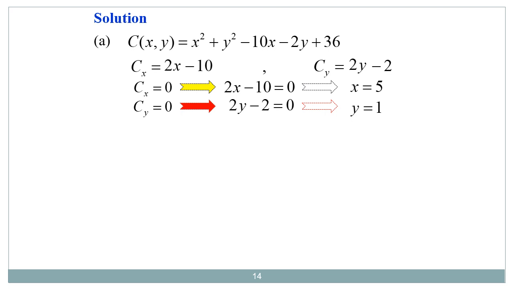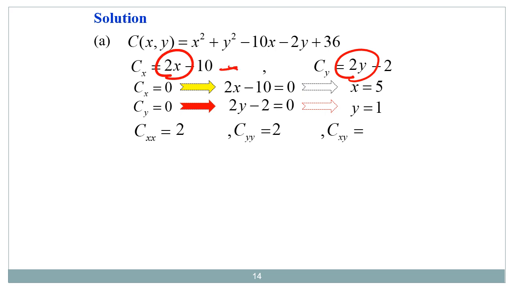So what we need to do is to check. How to check? We need to use the discriminant formula. So what is the discriminant formula? We need to find C sub xx, C sub yy, and C sub xy. So C sub xx is equal to, differentiate C sub x with respect to x, we get 2. C sub yy, differentiate C sub y with respect to y, so we get 2 also. And then differentiate C sub x with respect to y, here we don't have any y, right? So it's equal to 0.